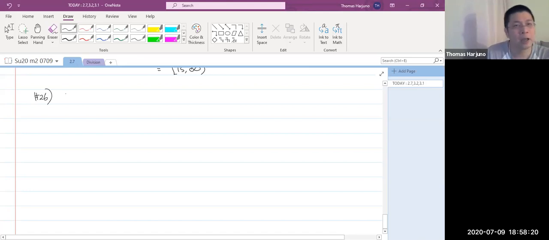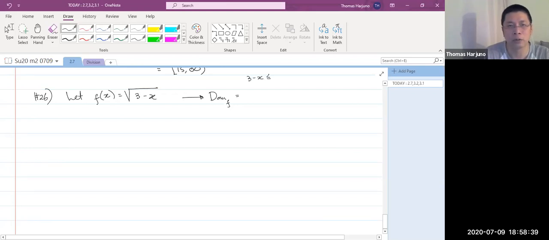We have let f(x) equals the square root of 3 minus x. So the domain of f has to be, 3 minus x greater than or equal to 0. So 3 is greater than or equal to x. So from negative infinity up to 3.